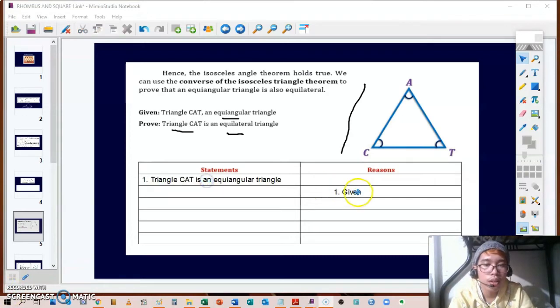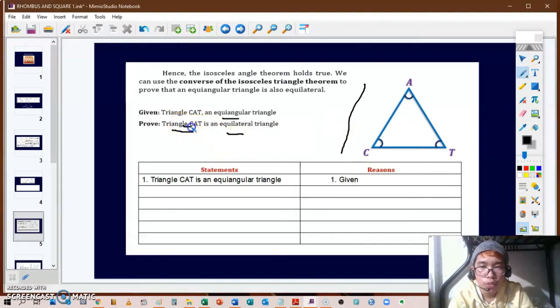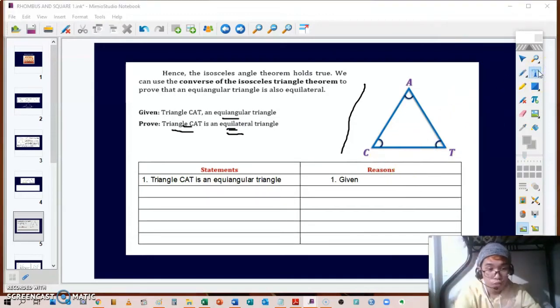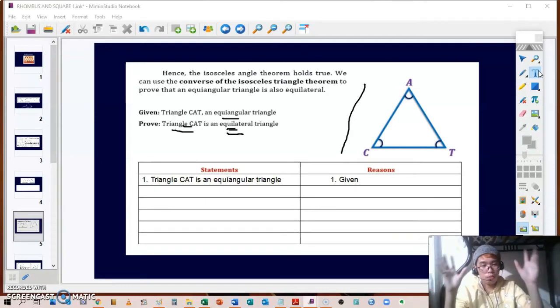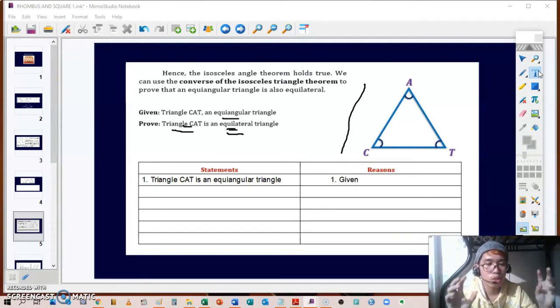Okay, so guys, the goal of this proof is to prove that the equiangular triangle CAT is also an equilateral triangle. So we have to prove that CA, AT, and CT have congruent side measurements. So using the converse of the isosceles triangle theorem, the converse states that if two angles are congruent, then their opposite sides are also congruent.